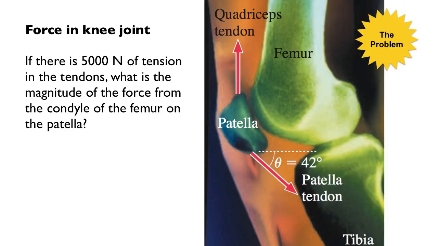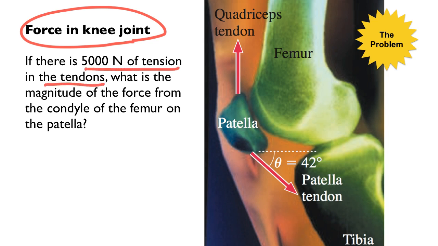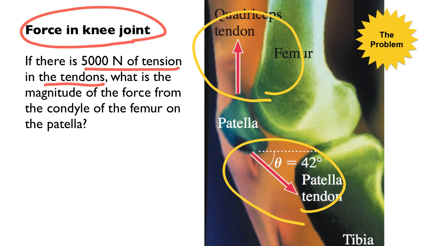This is one with biological importance. We're looking at forces in the knee joint. The question says: if there's 500 newtons of tension in the tendons shown in the diagram, the quadriceps tendon and the patella tendon, what is the magnitude of the force from the condyle of the femur on the patella? By the way, this problem was suggested by somebody in the class, who also taught me all these words. So thank you to somebody in the class who brought this to my attention.